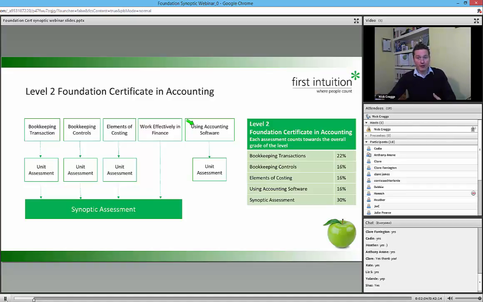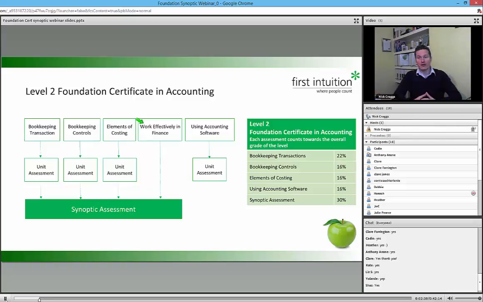So the way you would study is you would do bookkeeping transactions, and then that has its own individual exam. So that's a computer-based test that you'll do, and it'll just be on bookkeeping transactions. So once you pass that, you would then move on to bookkeeping controls, which again has its own individual unit, likewise with elements of costing. So once you've taken and passed the 3 exams for bookkeeping transactions, bookkeeping controls, and the elements of costing, you would then start to study the working effectively in finance unit.